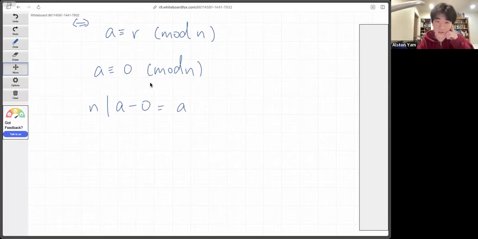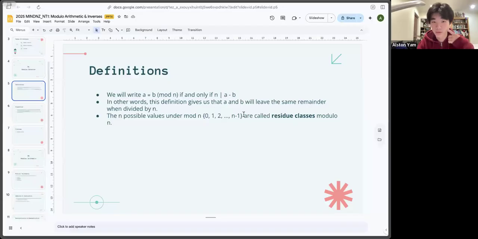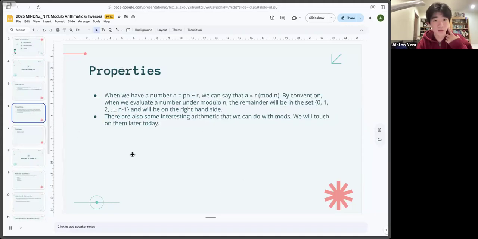So when we say something is divisible by n, we can basically write it as A is congruent to 0 mod n. And the n possible values that we can obtain under this mod n, we call them residue classes. So residue classes is basically the name we give to the possible values we can have under mod n. Okay, cool. Let's go on to some properties.